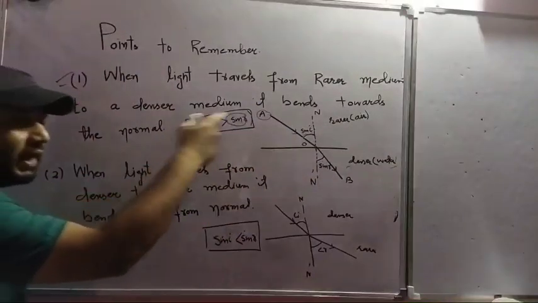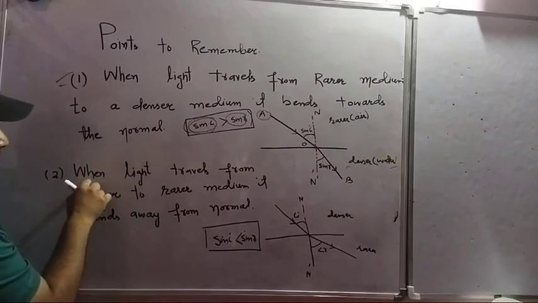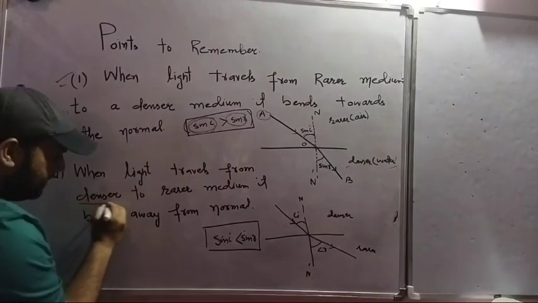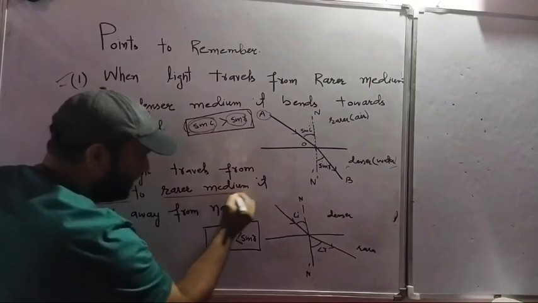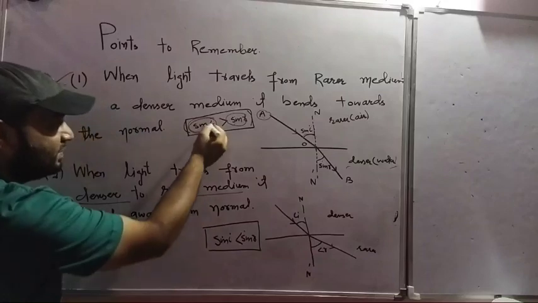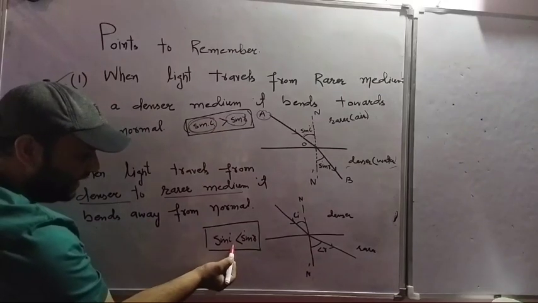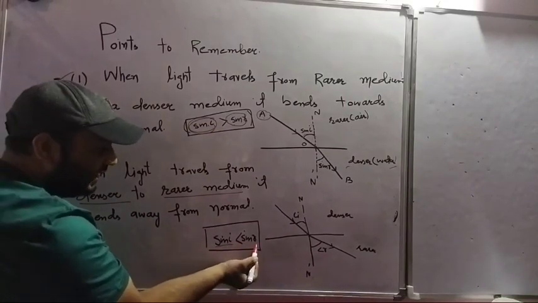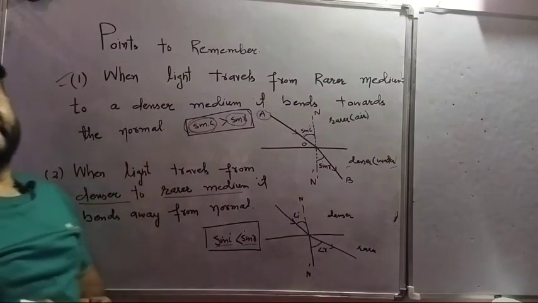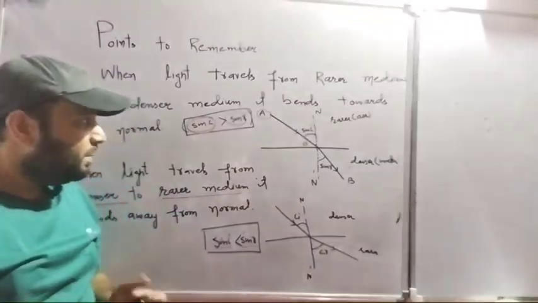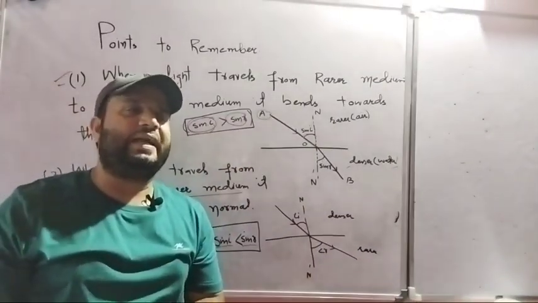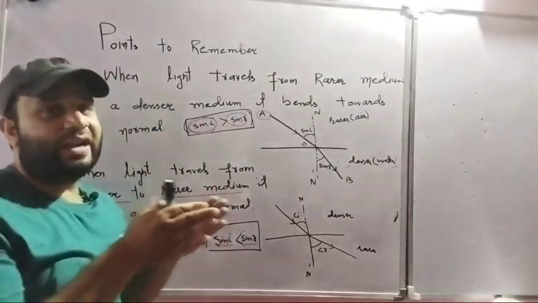And the opposite is the second point: when light travels from a denser medium to a rarer medium, it bends away from the normal. At that time, write the opposite: sine i is less than sine r. Here is the diagram. So these are the two points that you have to remember, beta, because after that we are going to discuss a very important topic, that is refractive index through a glass slab.